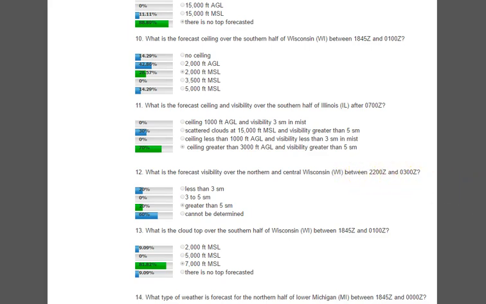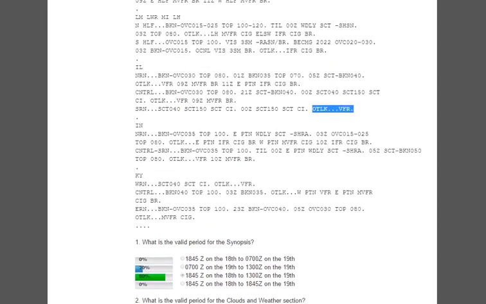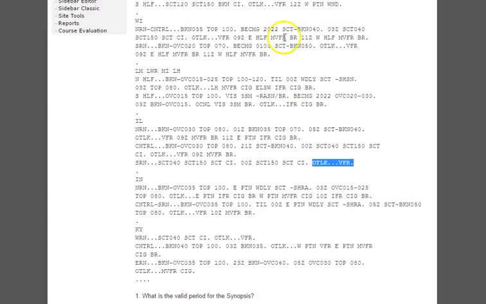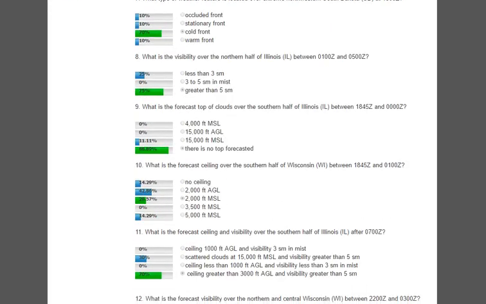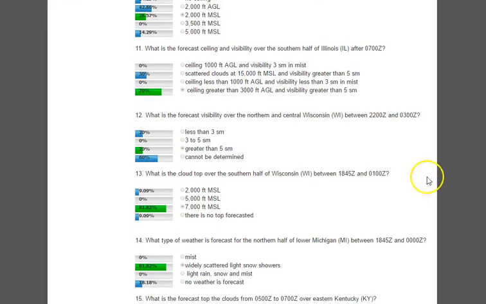So let's take a look at northern and central Wisconsin at 22 Zulu. So here's Wisconsin, northern and central, at 22 Zulu. So becoming between 20 and 22 Zulu, scattered to broken at 4,000. There's no forecast of visibility. So if there's no forecast of visibility, that means that the visibility is more than 5 miles. So the correct answer for that one is greater than 5 miles. That was question number 12.